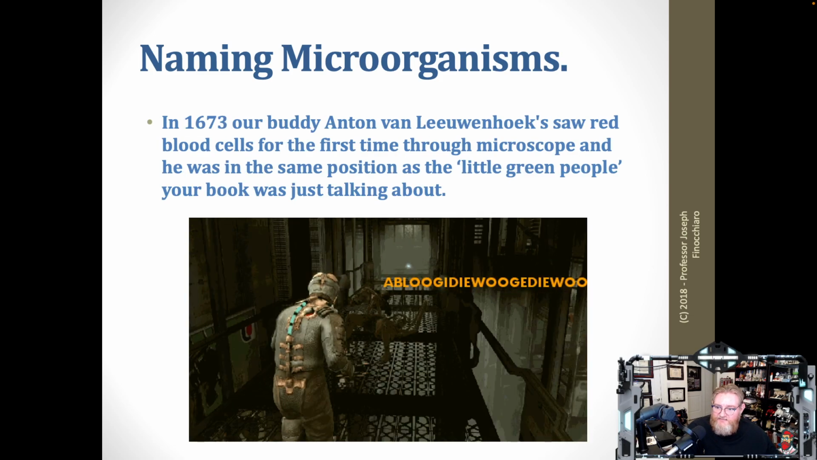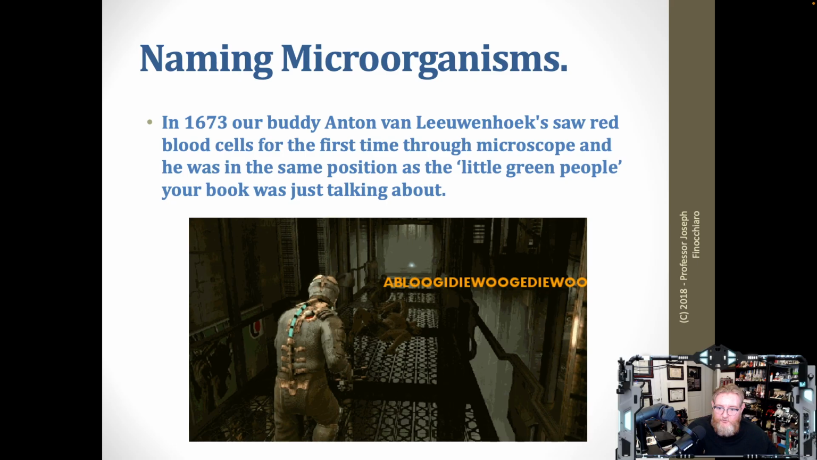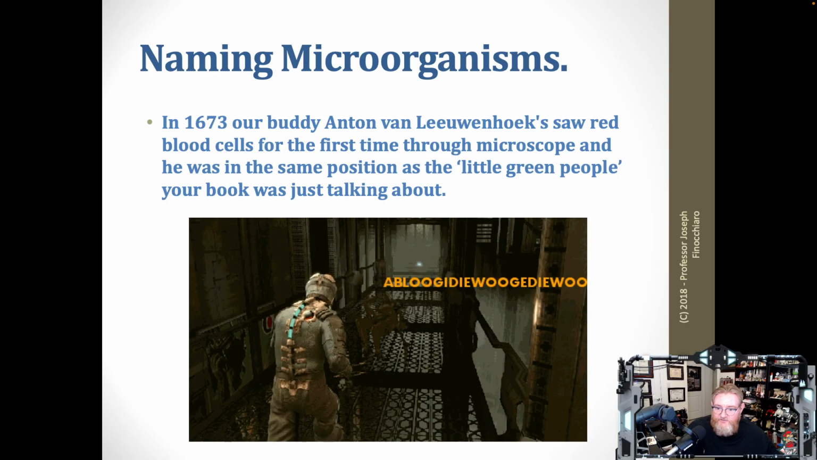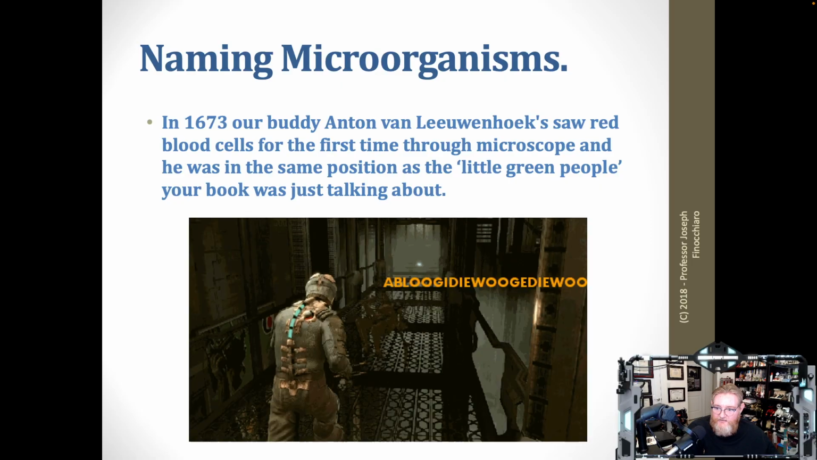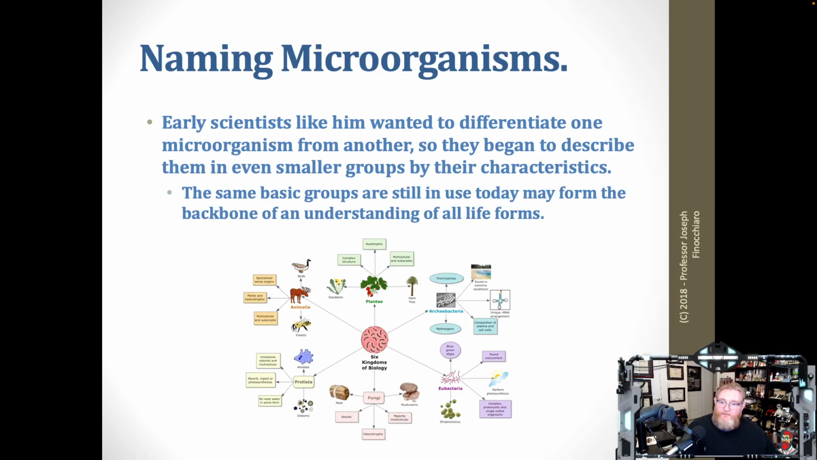In 1673, our buddy Anton van Leeuwenhoek saw red blood cells for the first time through a microscope, and he was in the same position as the little green people your book was just talking about. Early scientists like him wanted to differentiate one microorganism from another, so they began to describe them in even smaller groups by their characteristics. The same basic groups are still in use today and form the backbone of an understanding of all life forms.